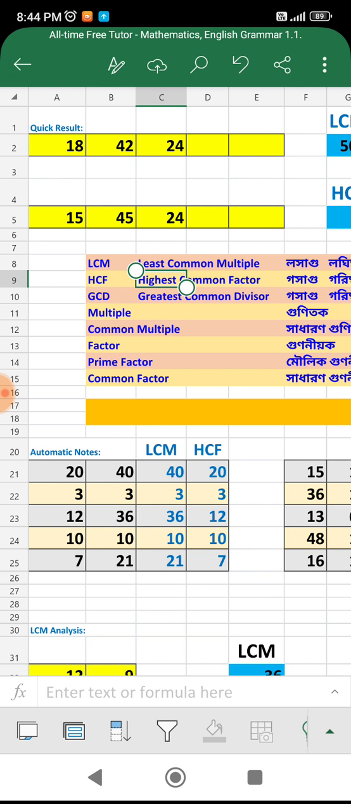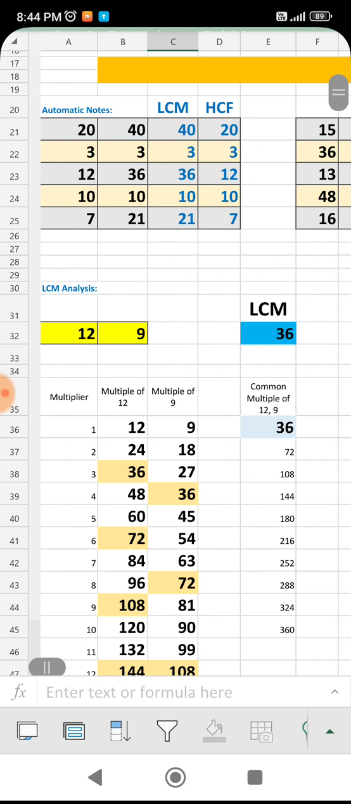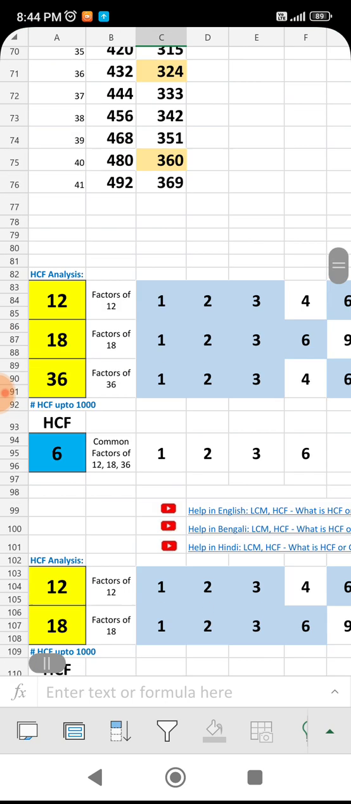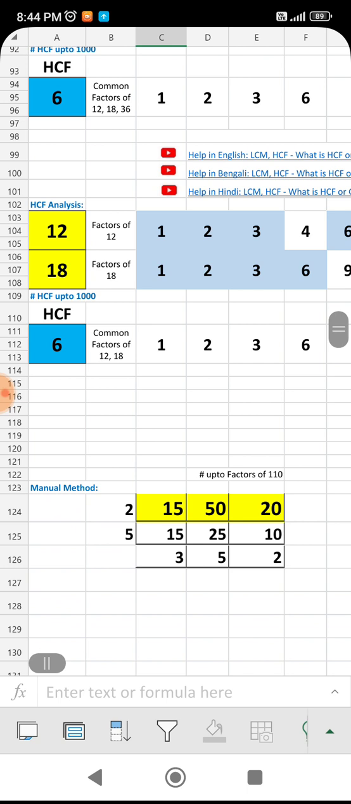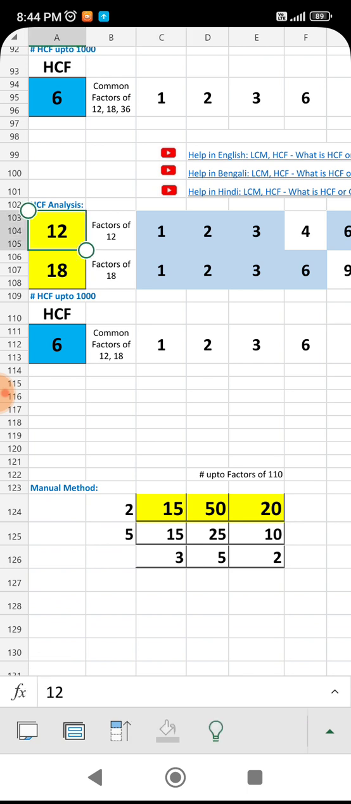What is a factor, or what is a divisor? Factor and divisor are both the same. Then common factor, and then we have to know what is highest common factor. These three terms we have to know very well. First, we want to know what is a factor. A factor is a number by which this number will be divisible.